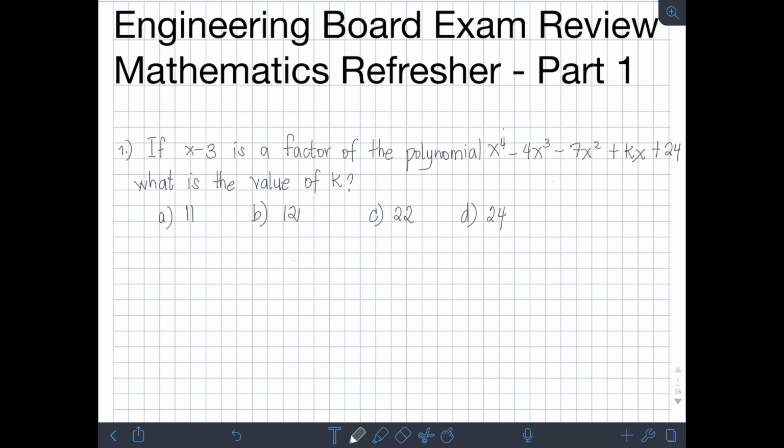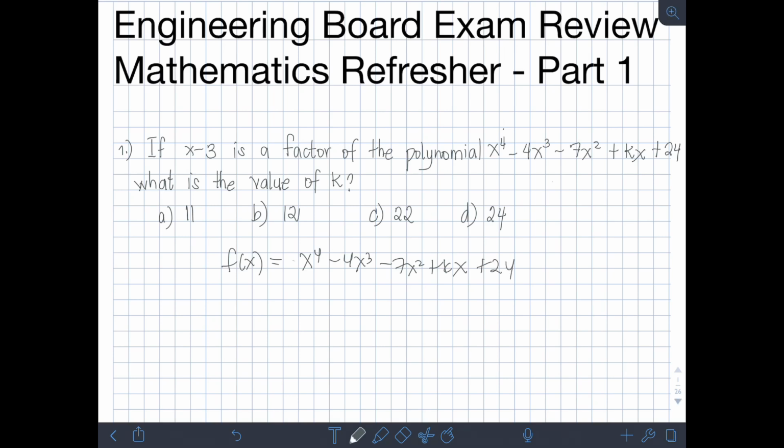So, if x minus 3 is a factor of the polynomial x to the 4th minus 4x cubed minus 7x squared plus kx plus 24, what is the value of k? So, obviously, apply natin dito yung factor theorem. So, ililet natin yung f of x na polynomial function. So, x to the 4th minus 4x cubed minus 7x squared plus kx plus 24.